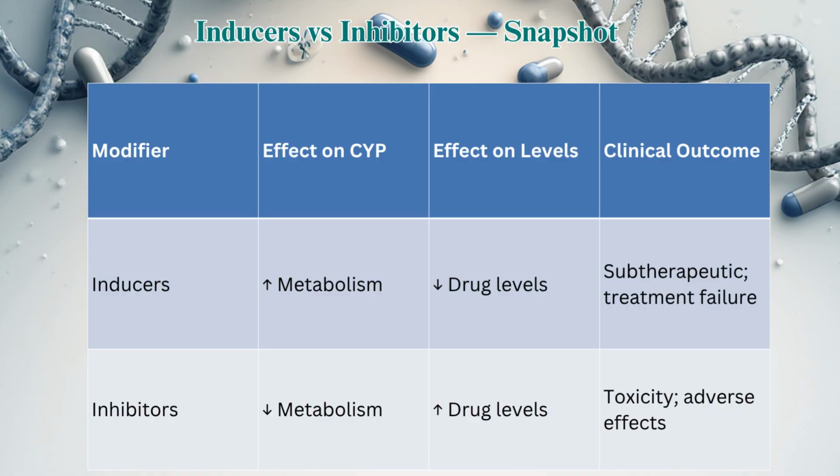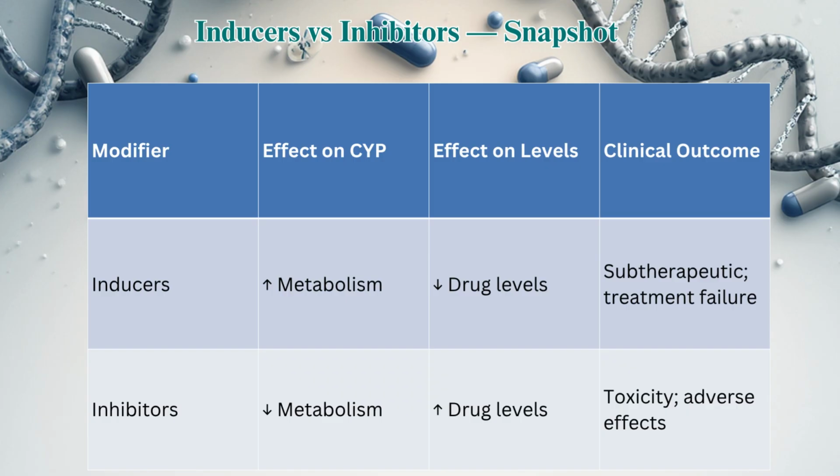This slide gives us a really clean snapshot of how CYP450 inducers and inhibitors behave and what they mean clinically. Let's start with the inducers row. When a drug is a CYP450 inducer, it increases metabolism. In other words, it makes the enzyme work faster. Because the drug is being broken down more quickly, the drug levels go down. Clinically, that leads to a subtherapeutic effect or treatment failure. The patient is taking the medication, but the blood level is too low for it to actually work.